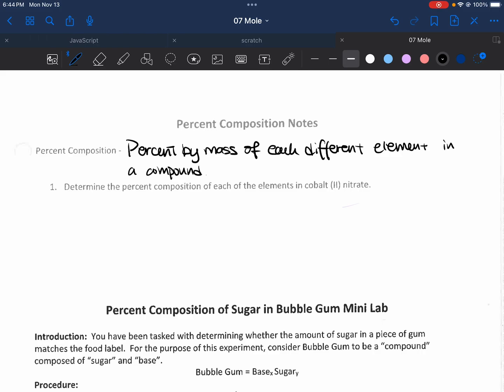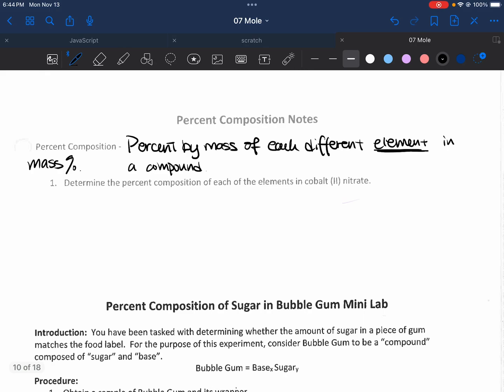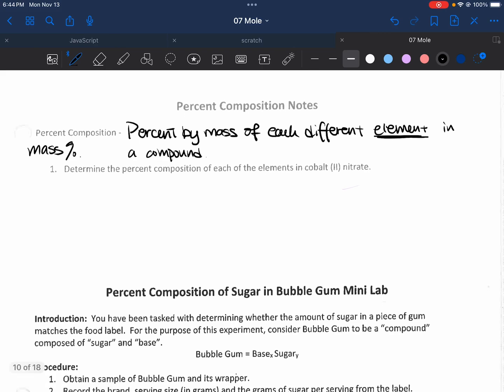Okay, and sometimes we write it as mass percents. So what this means is when I have different elements in my compound, I am trying to find out how much that element weighs as a percentage of the whole entire compound, in terms of masses, in terms of grams. Okay, so I will do an example with you.